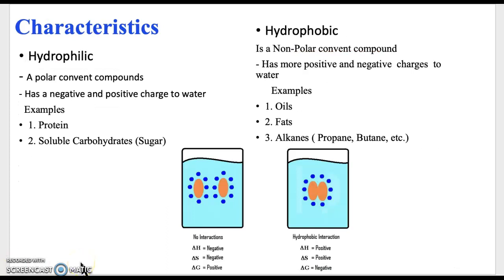The characteristics of hydrophilic is a negative and positive charge to water, and these are some examples. Protein, when you have like a protein shake, you put the protein inside the water and the protein dissolves into the water. However, sometimes it resists the water and it becomes hydrophobic because there's not enough water inside the protein, so you have to add more water in order for the drink to become hydrophilic.